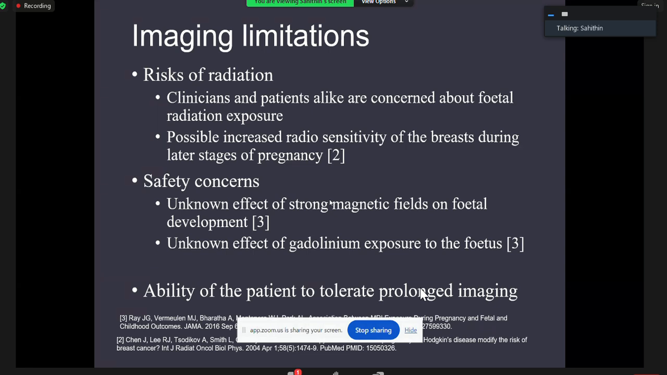We use MRI as the preferred cross-sectional modality, but the long-term effects of the strong magnetic field on fetal development are still unknown. Again, there is the risk of gadolinium exposure to the fetus. Again, we don't have very strong data. We don't have anything to say yet that it may be harmful, but we just don't have enough long-term data to talk about the absolute safety of these interventions. And as the woman's pregnancy progresses, there is the difficulty where the patient cannot tolerate prolonged imaging.